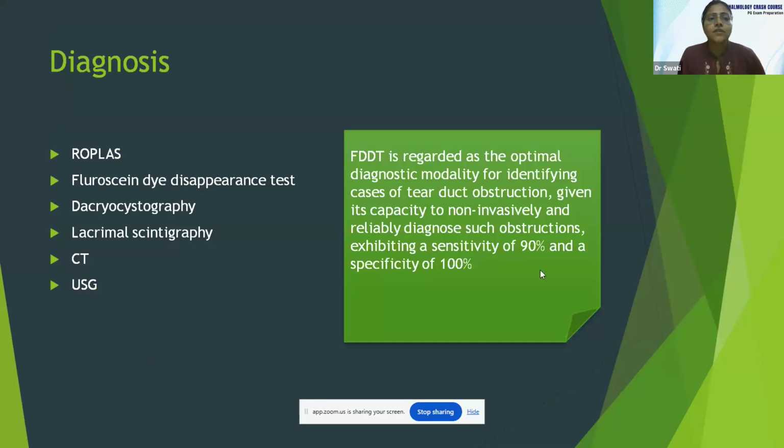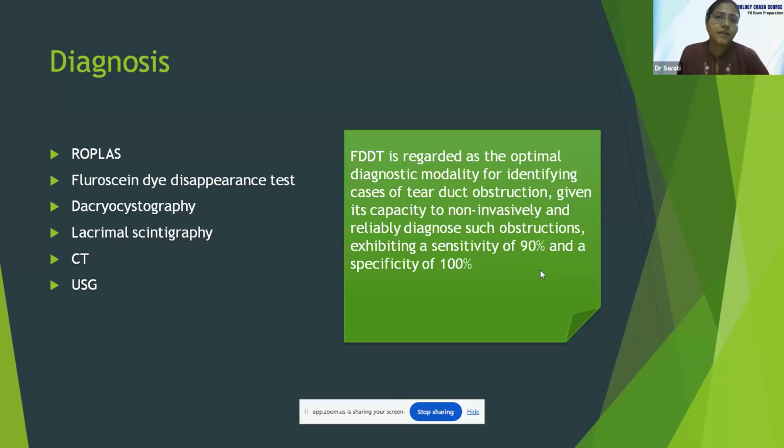So, to diagnose, regurgitation on pressure over the lacrimal sac area gives you a mucopurulent discharge, and it has been already told by Dr. Nupur Goyal how to elicit it beautifully. The fluorescein dye disappearance test is regarded as an optimal diagnostic modality, provided that once you put the fluorescein dye, the baby should not touch or rub the eye within 2 minutes for you to get an accurate idea of the FDT test. And it is reliable to diagnose such obstruction, exhibiting a sensitivity as high as 90% and a specificity of 100%.